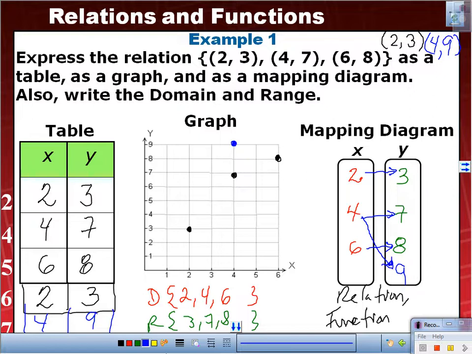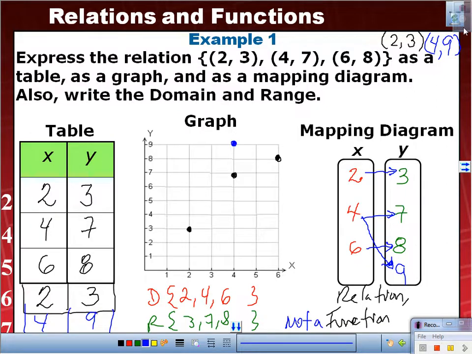How many different outputs for that 4? 2. So as soon as we see that one input has 2 outputs, guess what? This is a relation, but not a function, because now for the same number, we're getting 2 different outputs. Everybody seen that so far? Okay. All right. So we good up to right there?